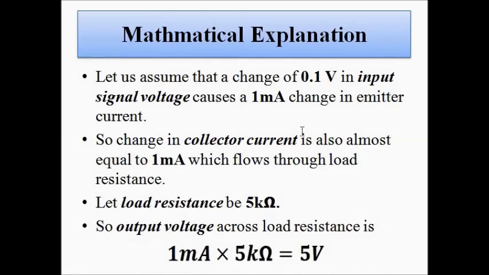Now this flows through the load resistance RC. Let that load resistance be 5 kilo ohm, which is in the order of kilo ohm. So the output voltage which appears across this load resistance of 5 kilo ohm, with 1 milliampere, the collector current, flowing through it, is equal to 5 volt. So here we have converted this 0.1 volt signal amplitude change into 5 volt at the output. This is how the amplification has taken place. This is the mathematical explanation of the amplification of a signal using a bipolar junction transistor.